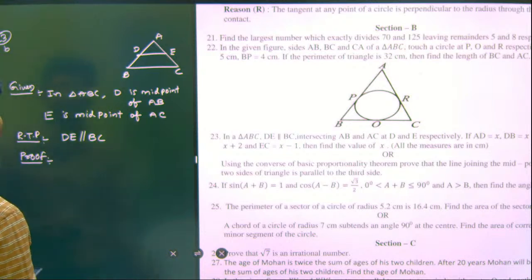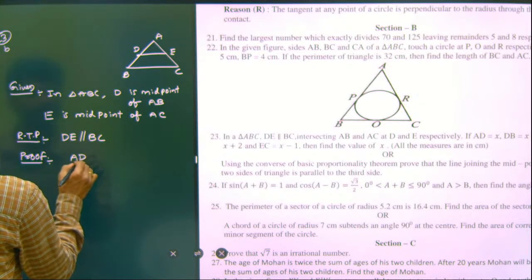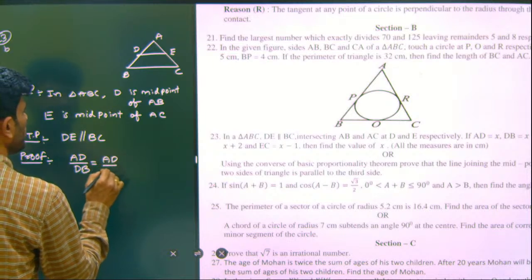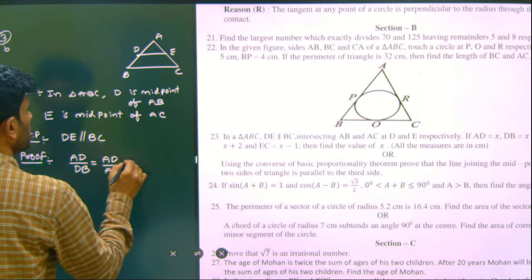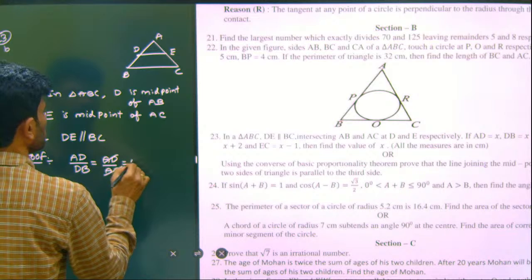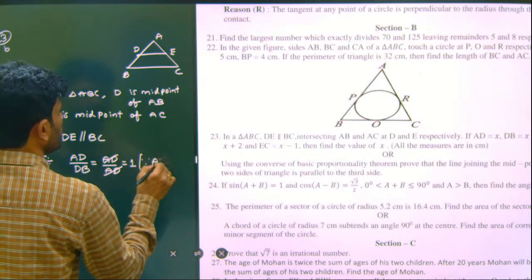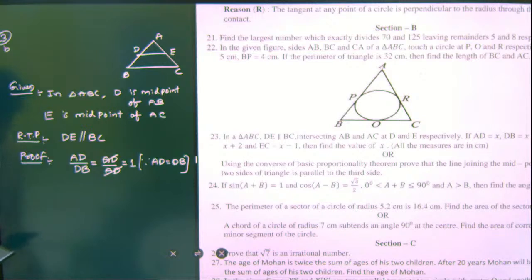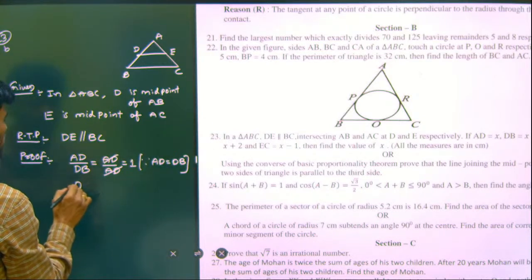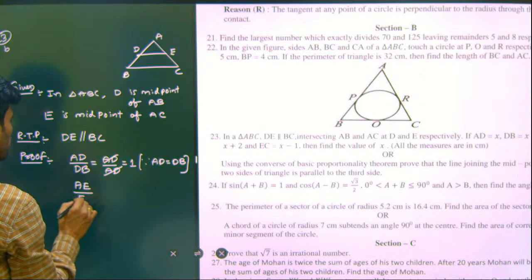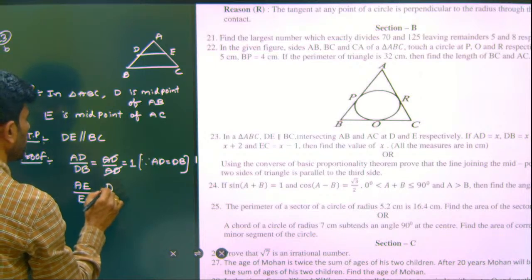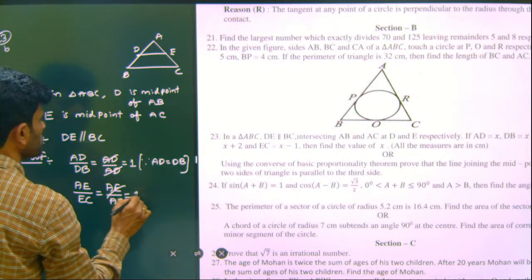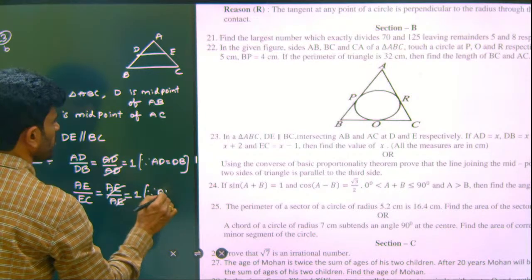In proof, we have to find out the AD by DB value. You know, AD by DB can be written as AD by AD. Why? Since AD is equal to DB, because D is the midpoint. So the ratio is 1. Similarly, AE by EC is equal to AE by AE, because again AE is equal to EC, because E is the midpoint.